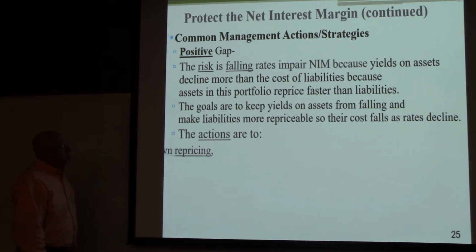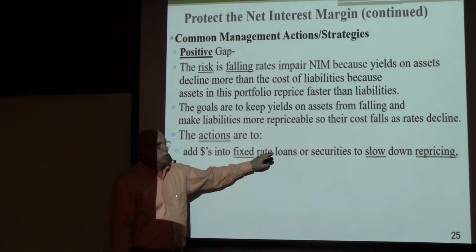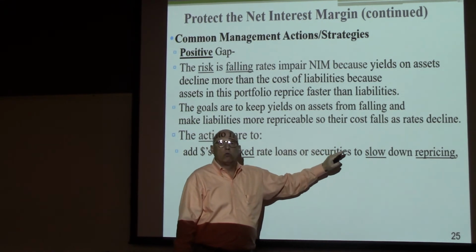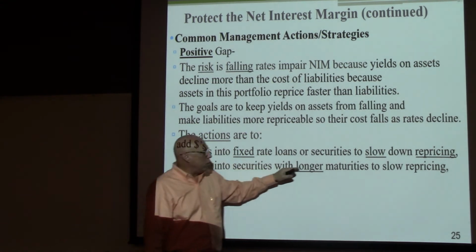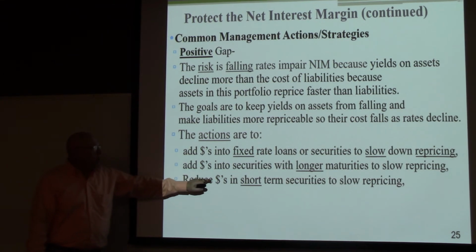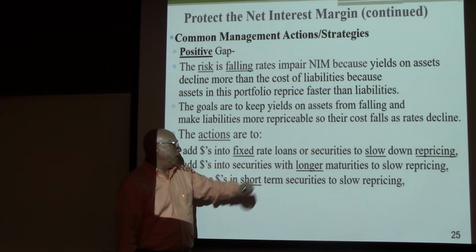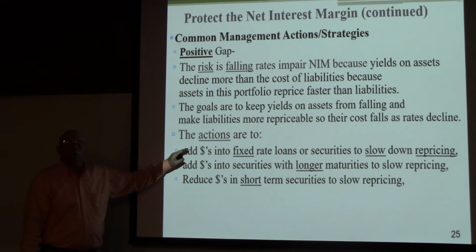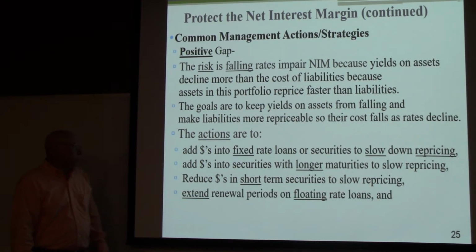So the actions to do this are add more dollars into fixed rate loans to make them stickier, or longer term securities to slow down repricing. Add dollars into securities with longer maturities to slow repricing. Reduce dollars in short-term securities, sell your short-term securities and buy longer-term securities to slow down repricing. You're trying to slow the repricing of assets and speed up the repricing of liabilities.